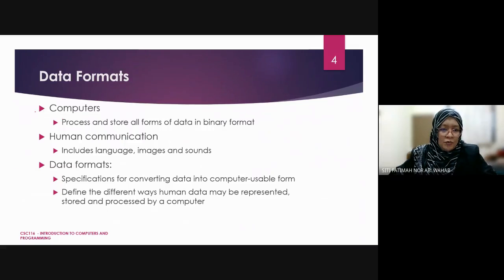Let's see. A computer processes and stores all forms of data in binary format. Okay, computers do not speak our language. Human communication includes languages, images, and sound. So we can speak, we can see pictures, and we can hear voices and sounds. So we have different data formats. So the specification for converting data into computer usable form defines the different ways human data may be represented, stored and processed by a computer. That is what data formats are.